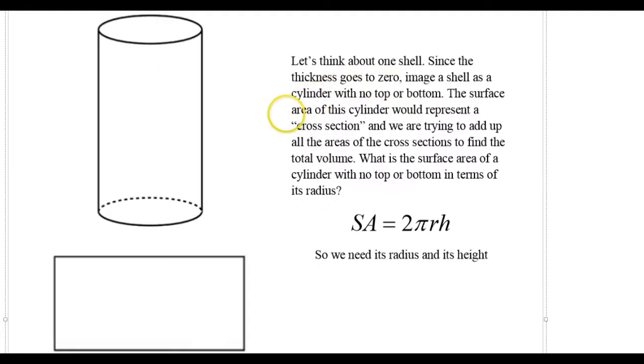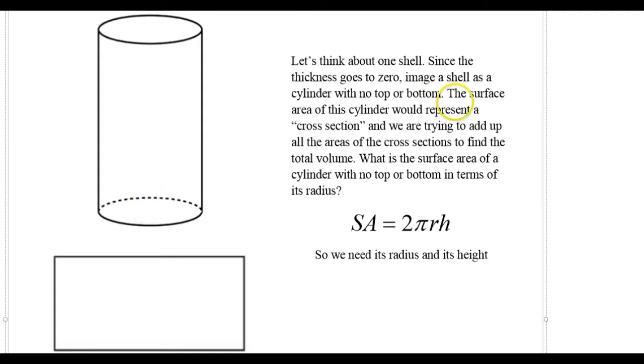Before we take a look at the formal formula, I want to think about where it comes from. So let's think about just one shell. One shell is going to be like this cylinder here. I've tried to draw it to indicate that it doesn't have any thickness to it. It's just this solitary outline that's happening here. And since this thickness goes to 0, imagine a shell as a cylinder with no top or bottom. So there's no top portion here and there's no bottom portion here. It's like a can where the lid and the bottom have been removed.